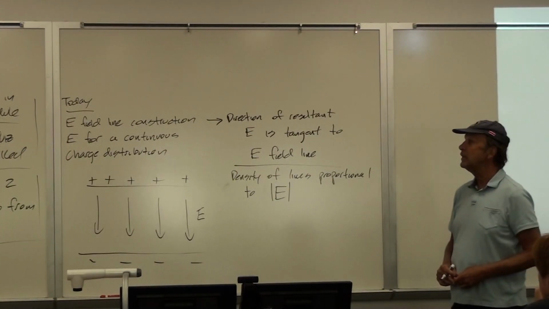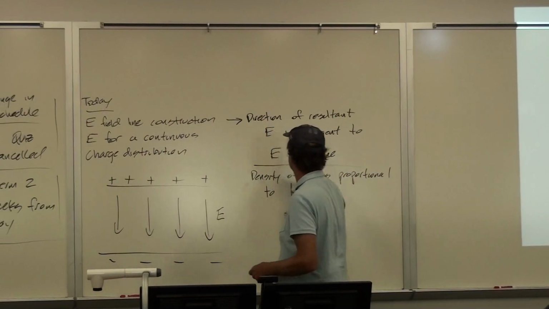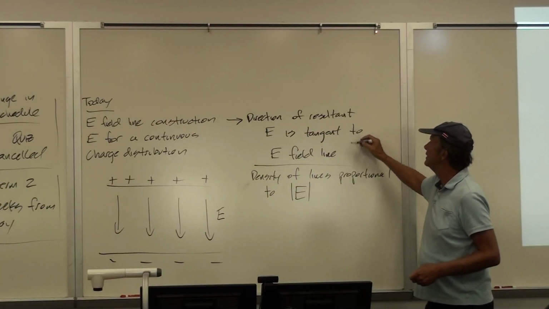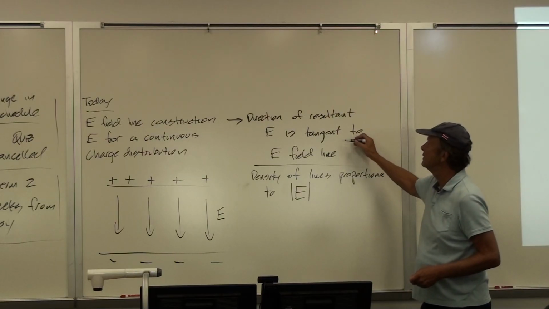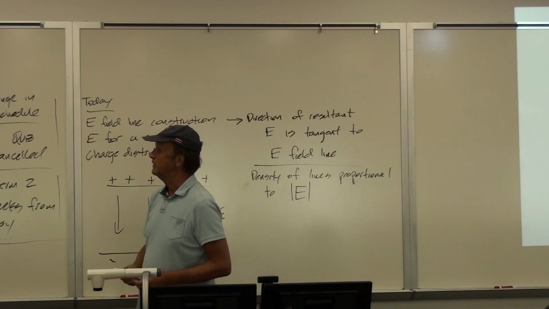So electric field lines are a tool that helps us to understand what is actually a more mathematical process, but we can get a feeling conceptually for what's going on from the density of the lines and from constructing tangents to the electric field lines.